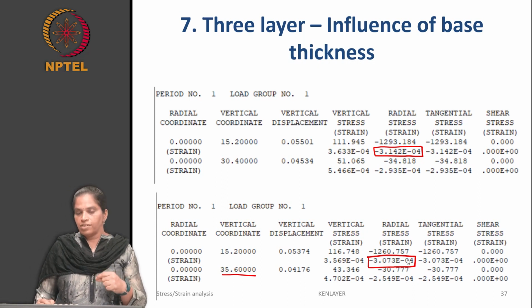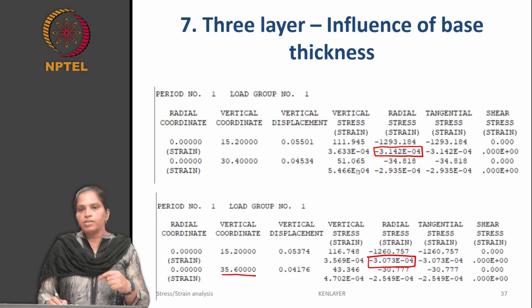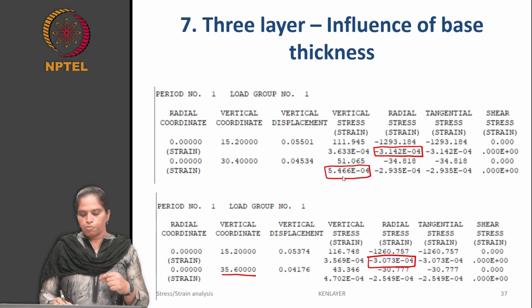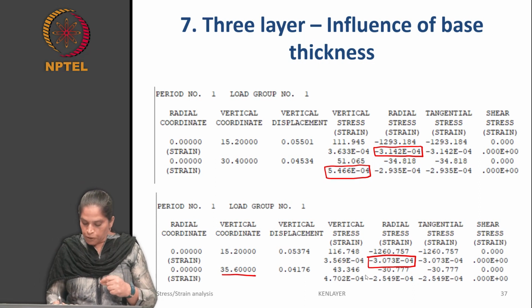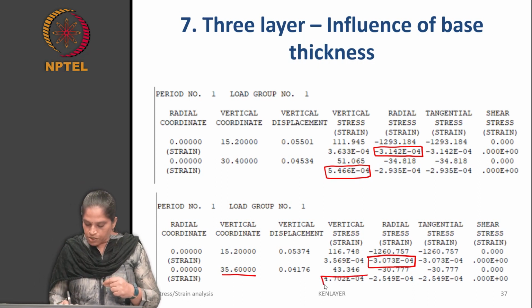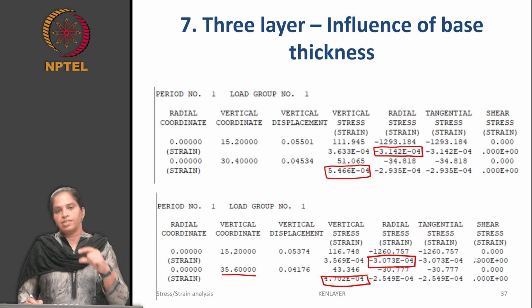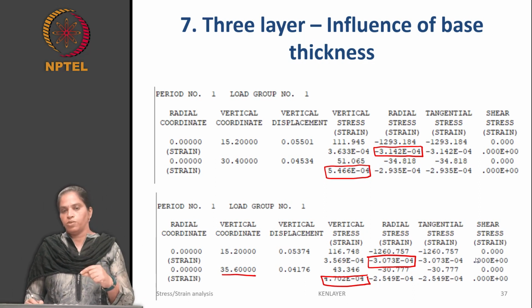You can also see the difference in the vertical strain and stress here at the top of a subgrade layer. In the first case, the vertical strain at the top of a subgrade layer is 5.466 E minus 4. In the second case, it has reduced to a considerable extent. So if you increase the thickness of a base course, you can reduce the vertical compressive strain at the top of a subgrade layer.